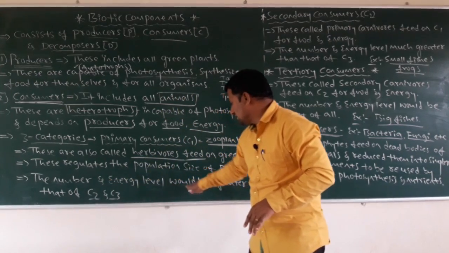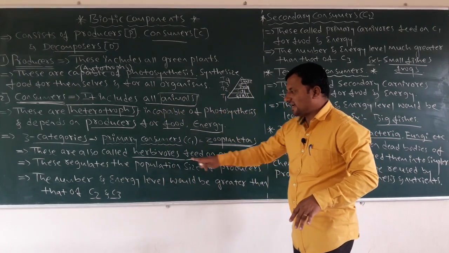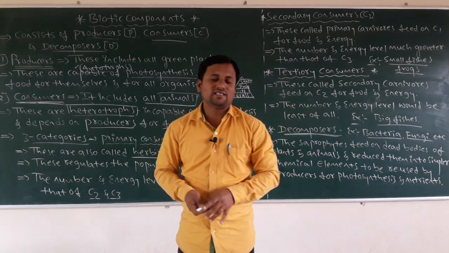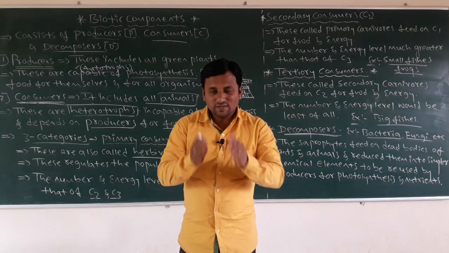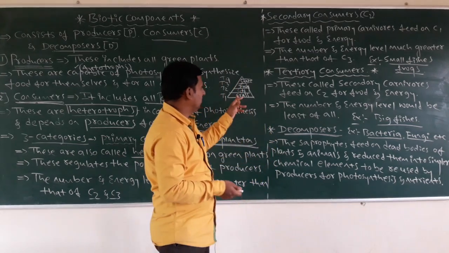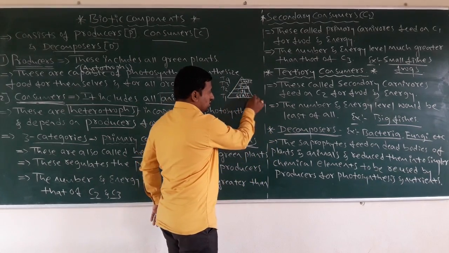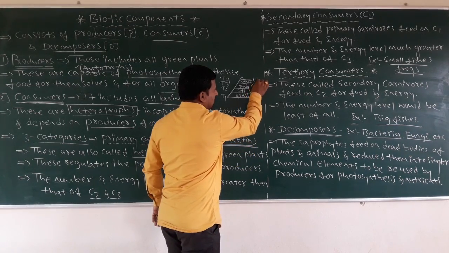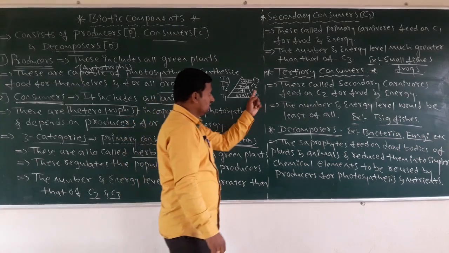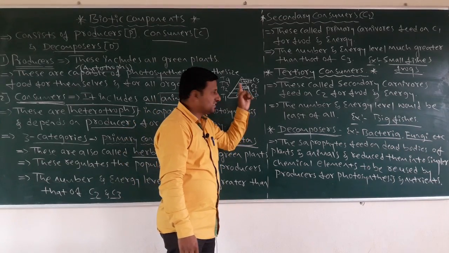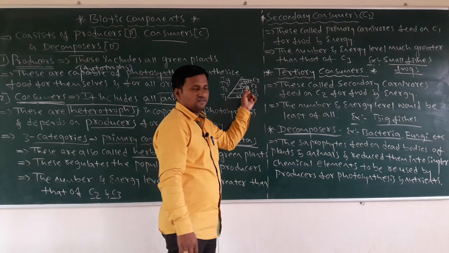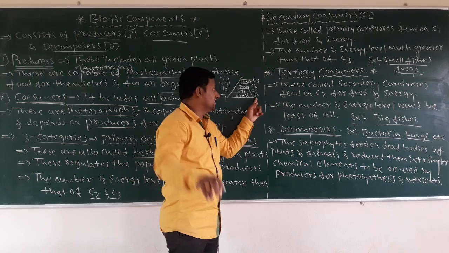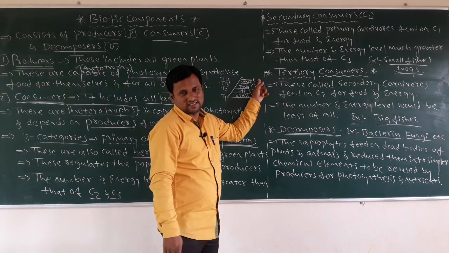The number and energy level would be greater than that of C2 and C3. What is the meaning of this point? Dear students, this is the producer, which we call P, and the consumers C1, C2 and C3. Just think about C1 only. The C1 number should be greater than the C2 number and C3 number, and the producer number should be greater than C1, C2, C3, like that.